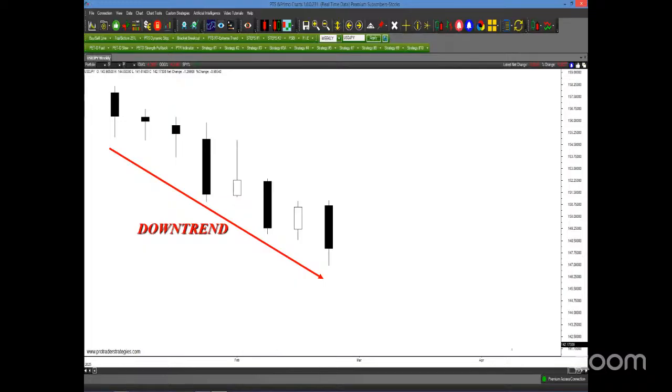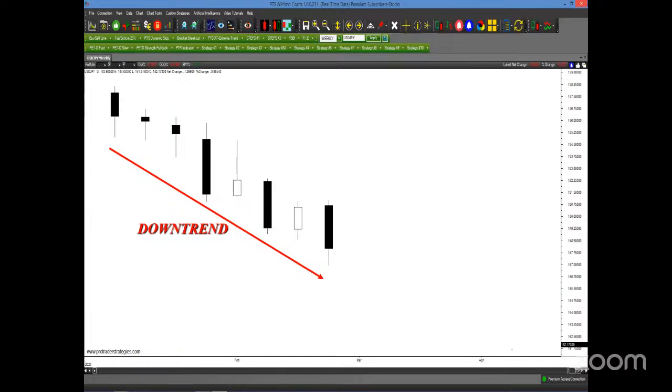But remember, next level candlestick trading says you trade in sync with the trend. So if we are in a clear-cut downtrend, we're looking actually to continue to sell. Now, most traders don't like this because they say, well, it's gone down too far. How can I sell it even more?